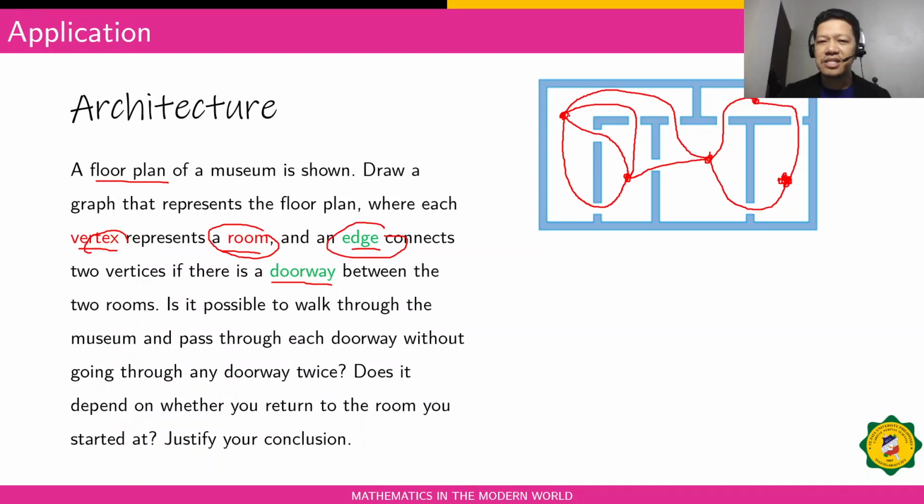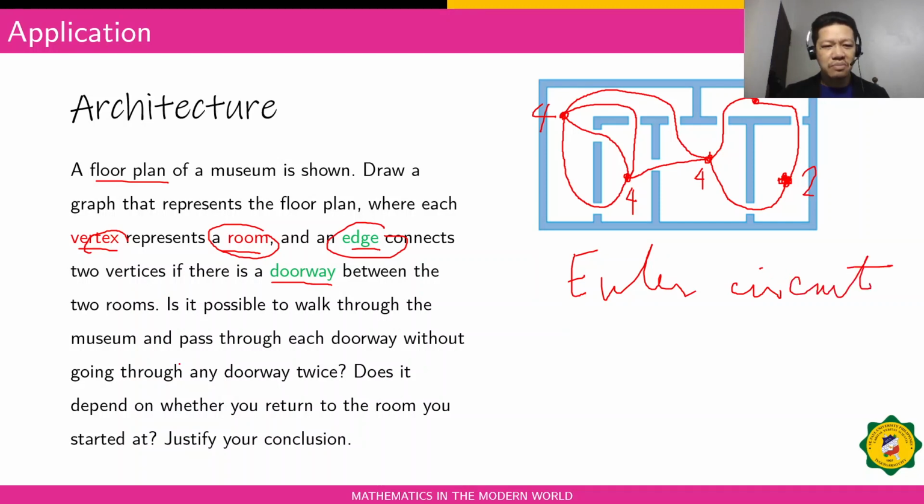So what's the degree of this? 1, 2, 3, 4. How about this? 1, 2, 3, 4. How about this? It's 4. And this one, 2. And this one, 2. So what can you say about the degree of the vertices? They are all even because the degree is either 2 or 4. Therefore, all the vertices are of even degree. Therefore, we can conclude that there is an Euler circuit in here.